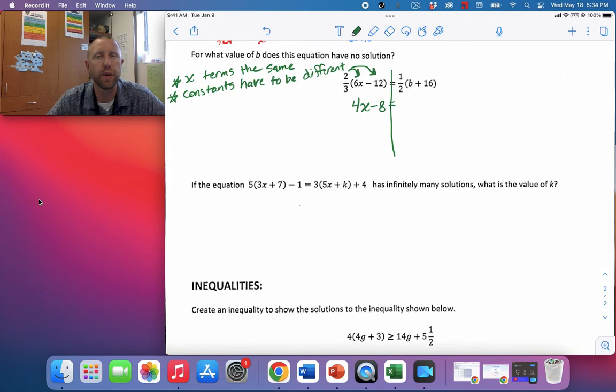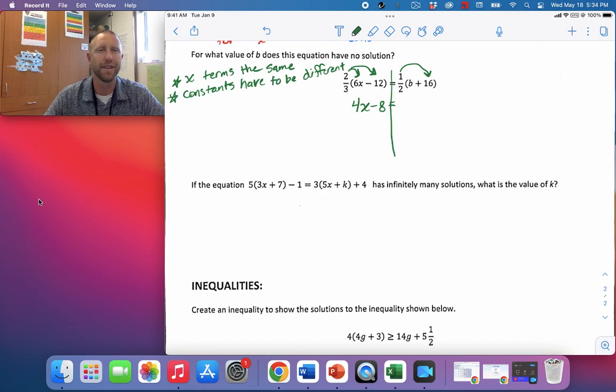So what needs to be on the right side when I distribute the 1/2? Well, for this to be no solution, my x terms have to be the same, but my constants need to be different. Okay, well, they will be different. I know 1/2 times 16 is positive 8, so they are different. What does b have to be? Half of b. So the only thing that b cannot be is 8. Because what's half of 8x?